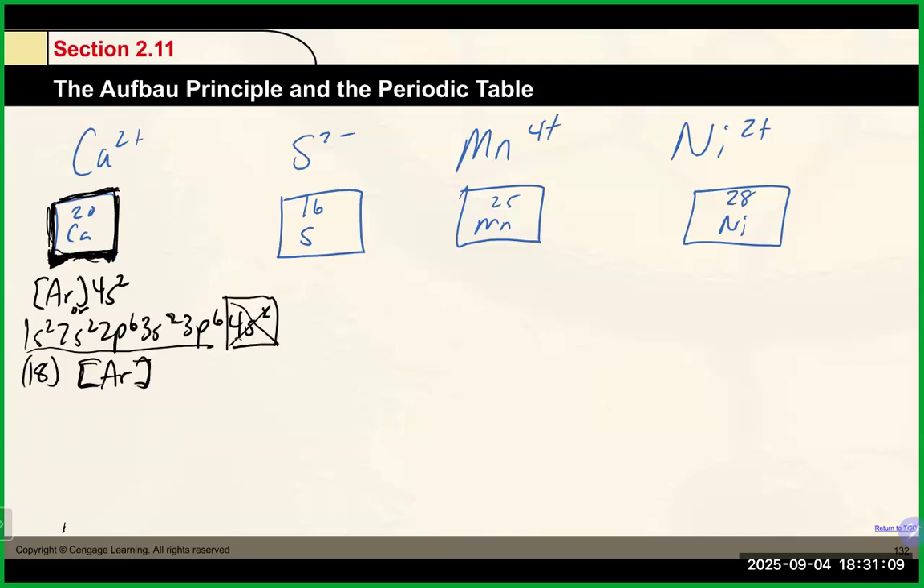So calcium in this case, by losing 2 electrons, will drop backwards on the periodic table to the noble gas that came right before it, which would be argon. Any questions on that one?